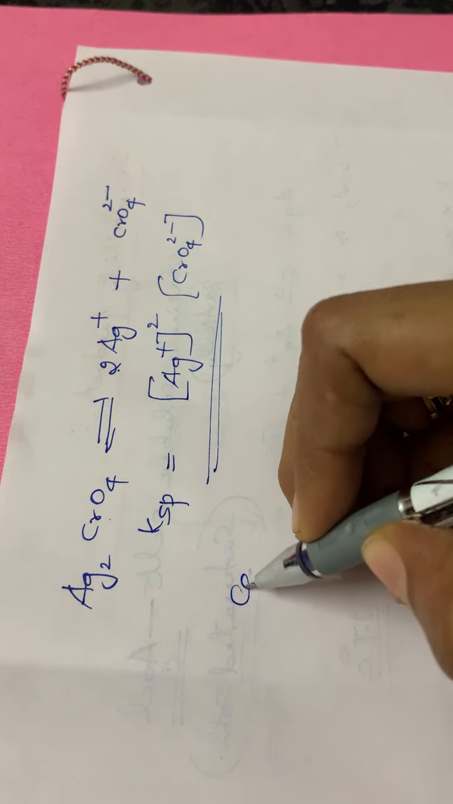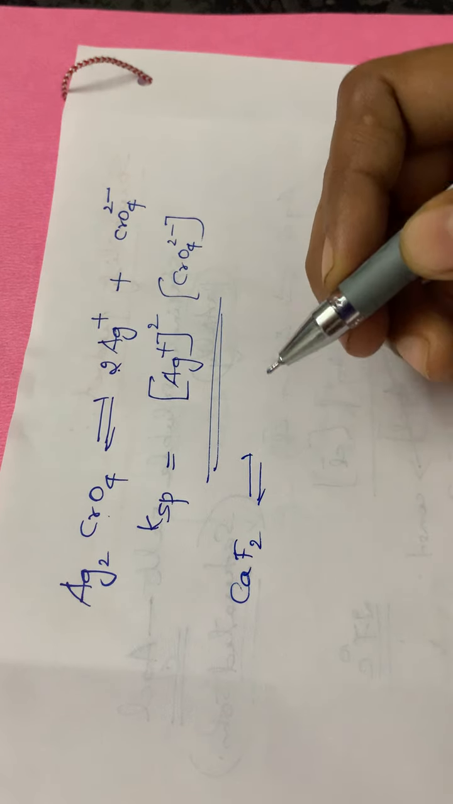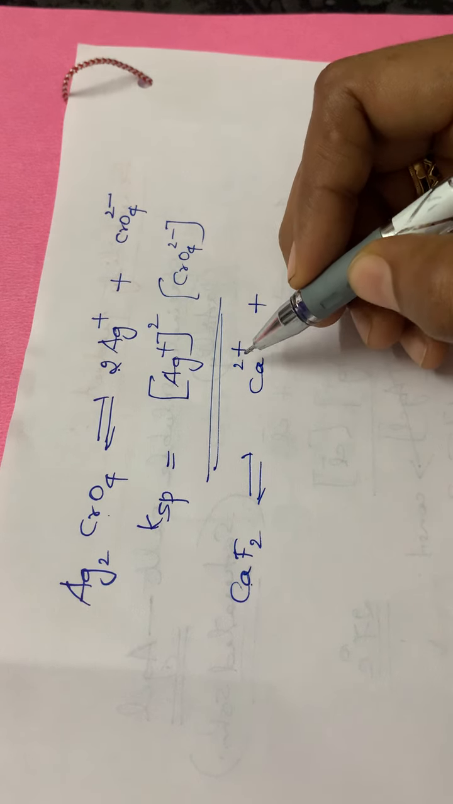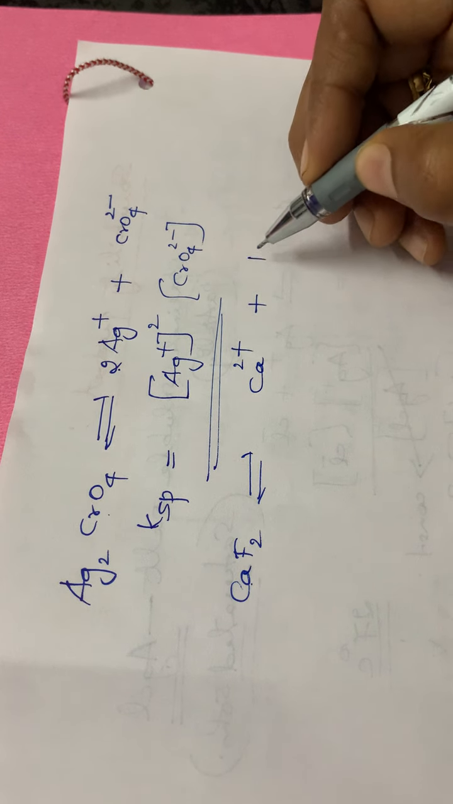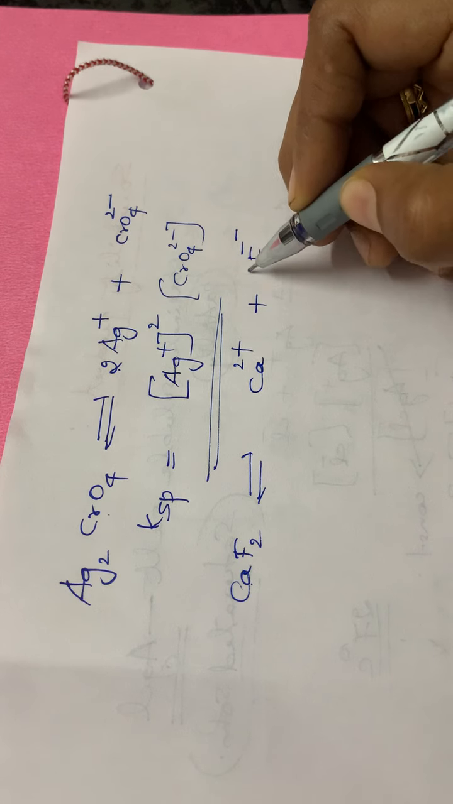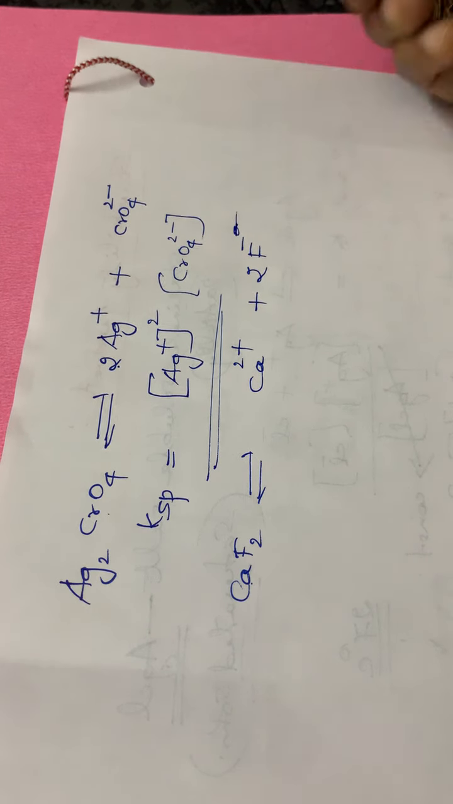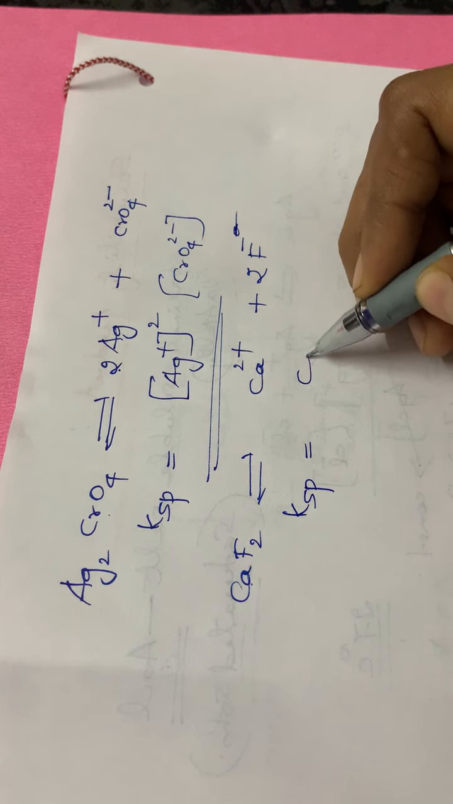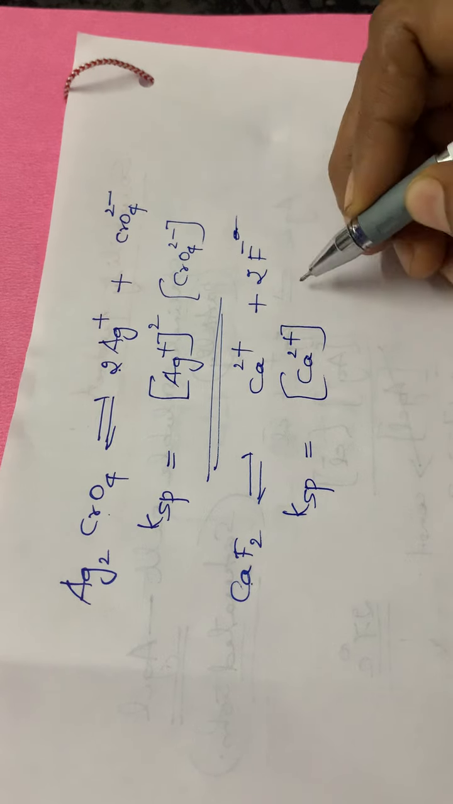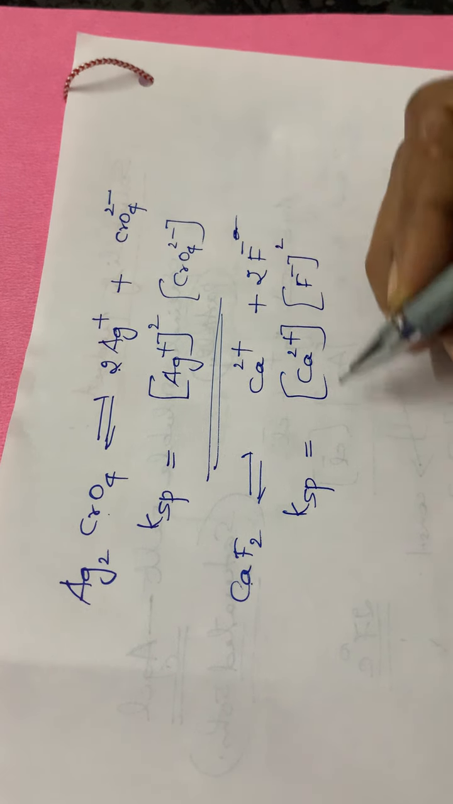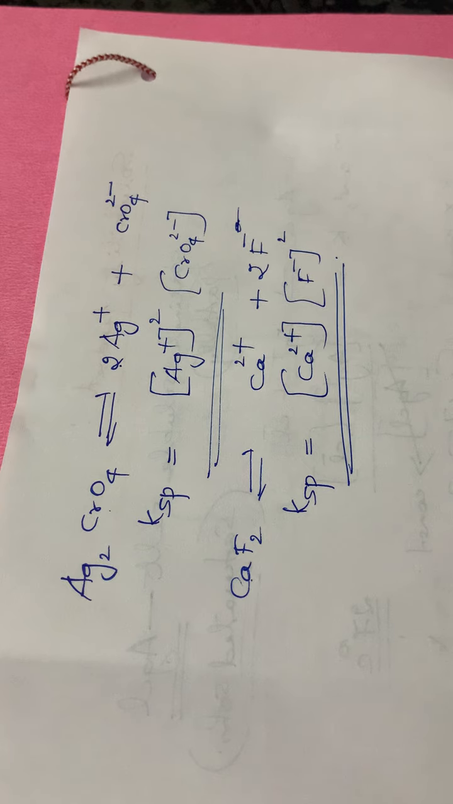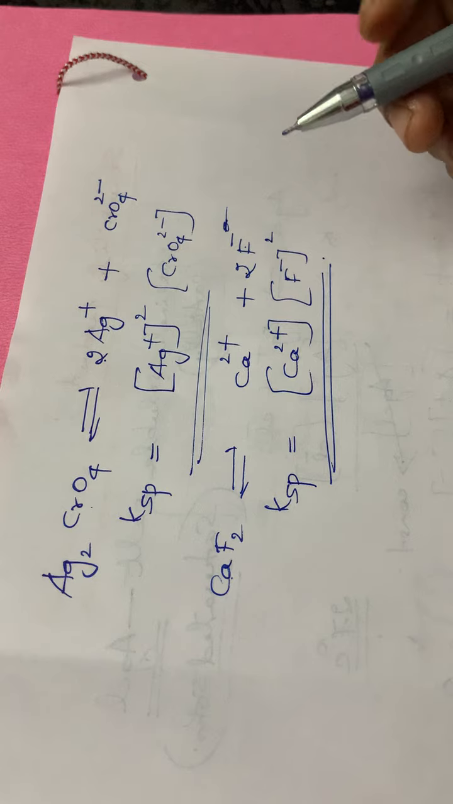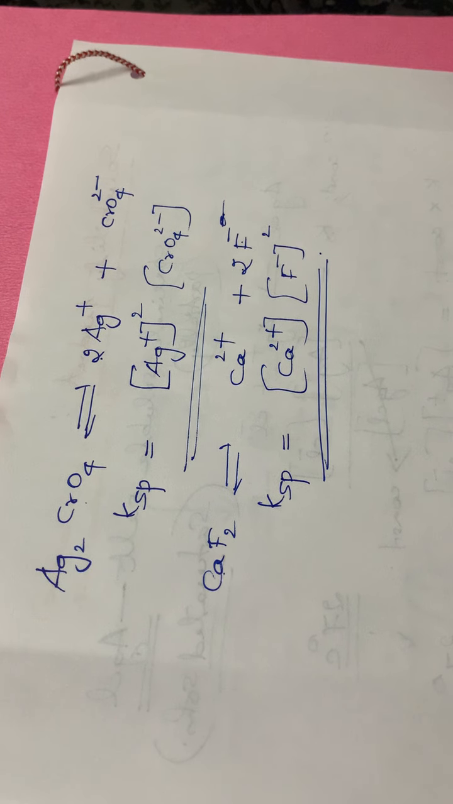Then the next equation, that is calcium fluoride. Calcium fluoride will be ionizing as Ca2+, calcium having charge 2 positive, and fluorine will be having F-, isn't it? So 2 F-. Therefore, Ksp is equal to the concentration of Ca2+ into F- the whole squared. Ksp is equal to Ca2+ into F- the whole raised to 2. So these are some of the examples for this solubility product.